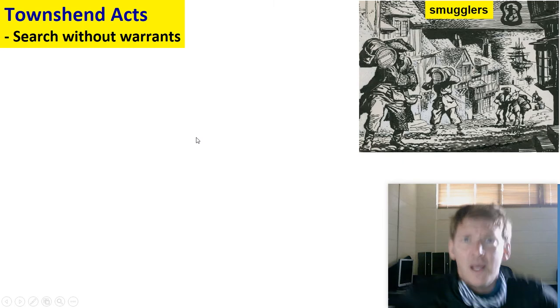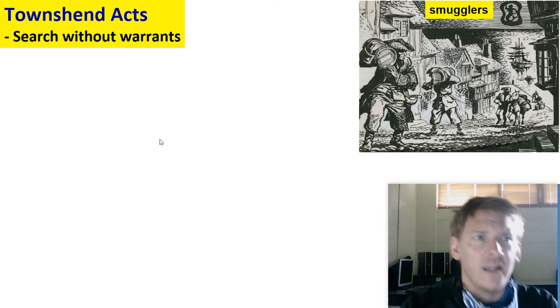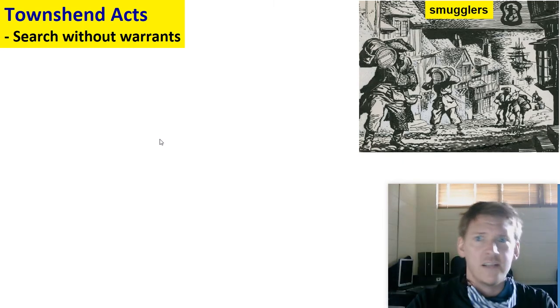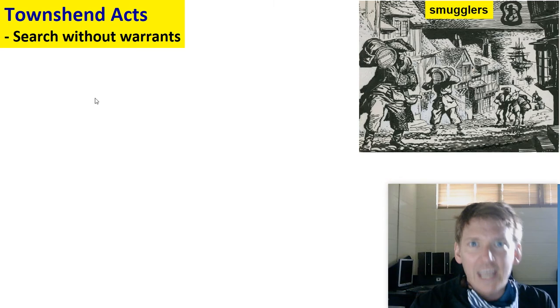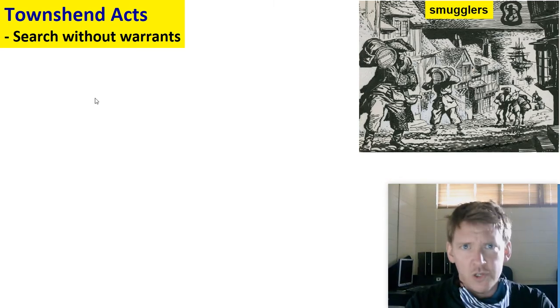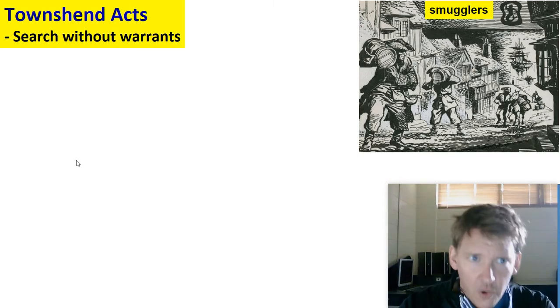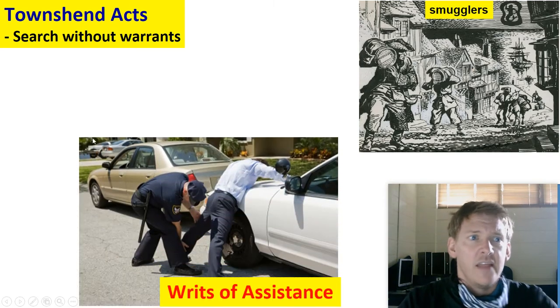And so the British government needs to crack down on the smuggling. So part of the Townshend Acts, we've got the tax on imported goods, but we've got to stop the smugglers. And so in order to stop the smugglers from sneaking goods in, the British government is going to give the British soldiers more power, more authority. And how they'll do that is they will allow searches without warrant.